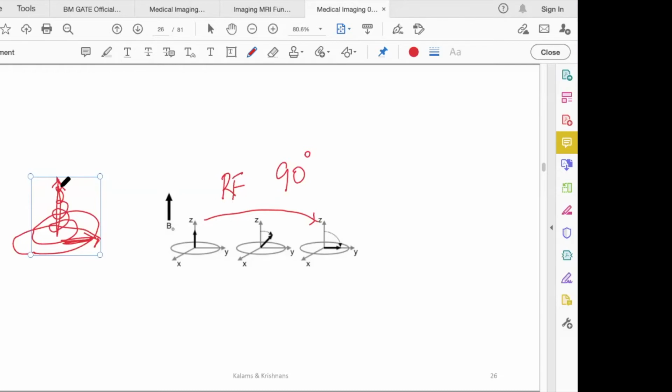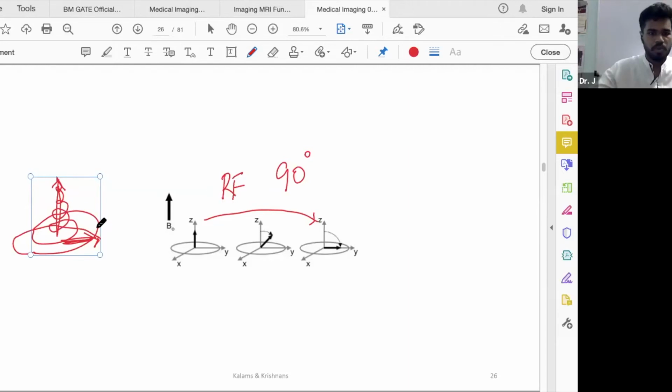Is this clear? Okay. So now this process of this perturbed magnetic moment going back is known as relaxation. That's all relaxation means. Nothing big. Relaxation means we perturbed it using an RF pulse, and it's going to go back.